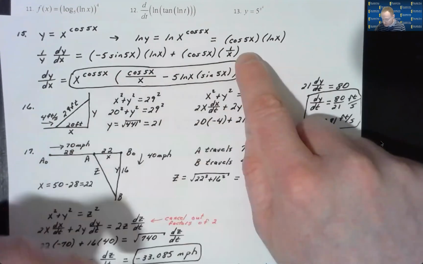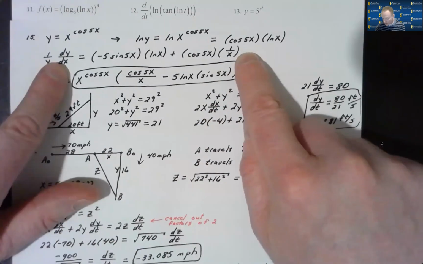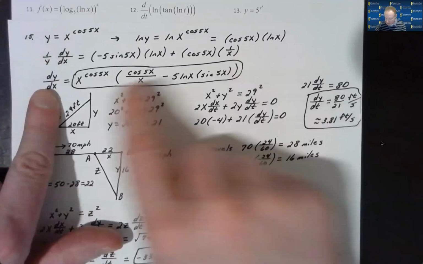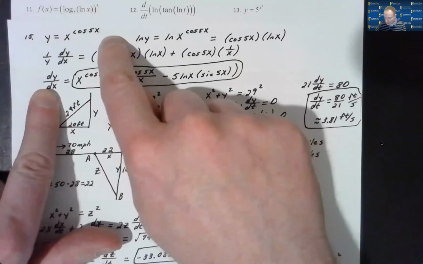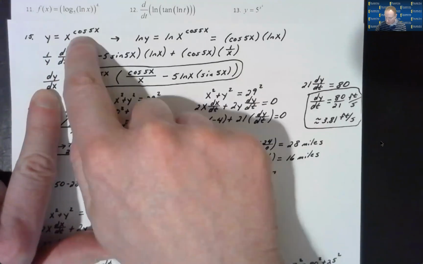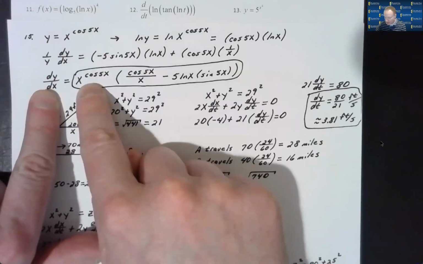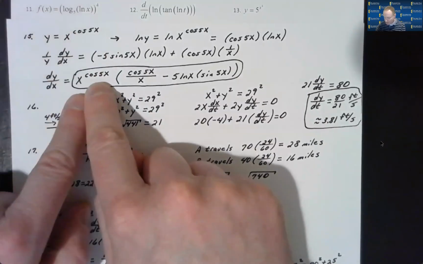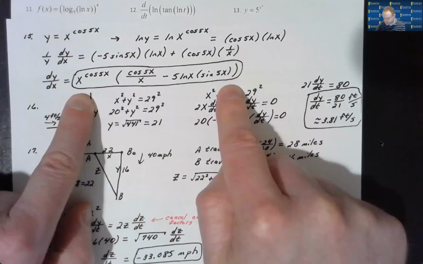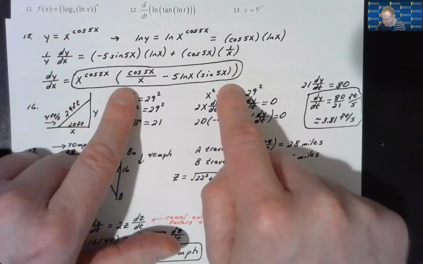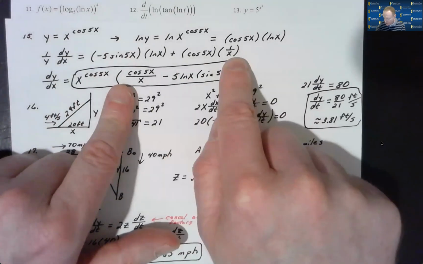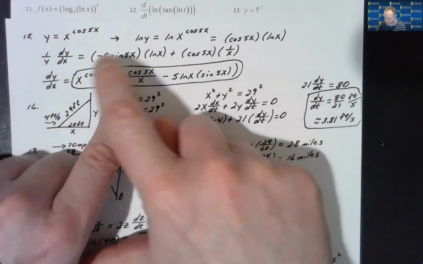At that point, you just say, well, now we need to solve for dy dx, and we need to solve for it solely in terms of x. So instead of just simply multiplying by y on both sides, we put what y is equal to in terms of x. Dy dx is going to equal y, which is x to the cosine of 5x, times this group. And what I did here to simplify this group to make it look nice, I put the second term first because it was positive and the first term was negative.